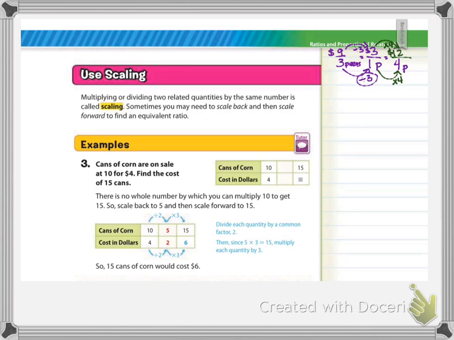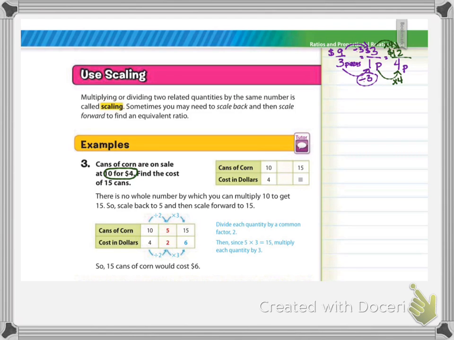Okay, so look at question number 3 or example number 3. It says cans of corn are on sale at 10 for $4. Find the cost for 15 cans. All right, so what we know here is we've got 10 cans of corn for $4. That is our rate, or our ratio, excuse me. So we've got our cans of corn on top, cost in dollars on the bottom, and this is what we have in our rate table, our ratio table, 10/4, that I got from over here, 10/4.